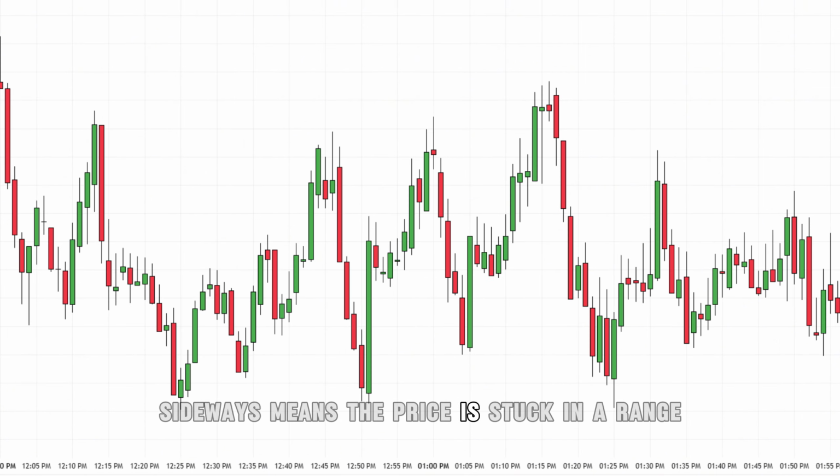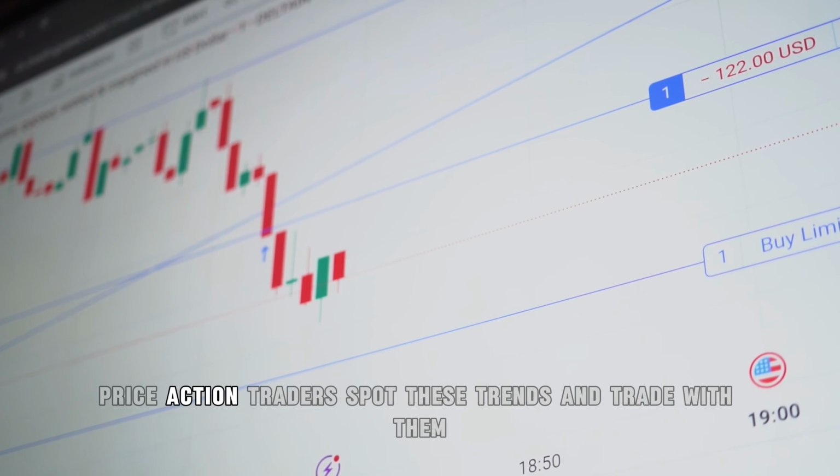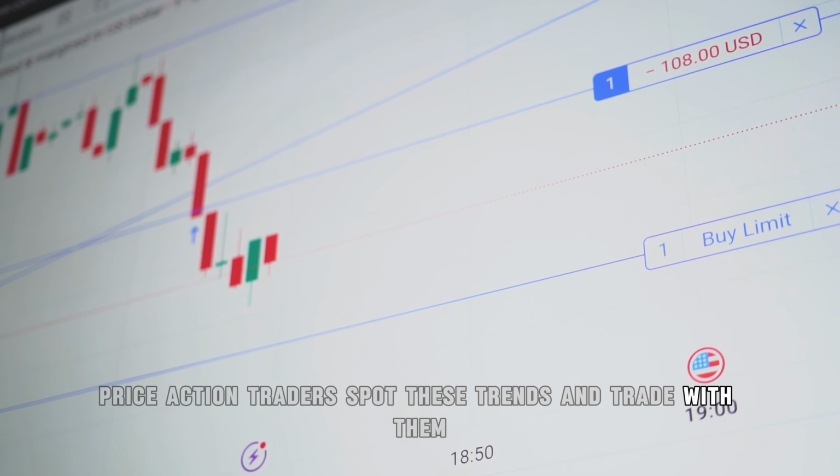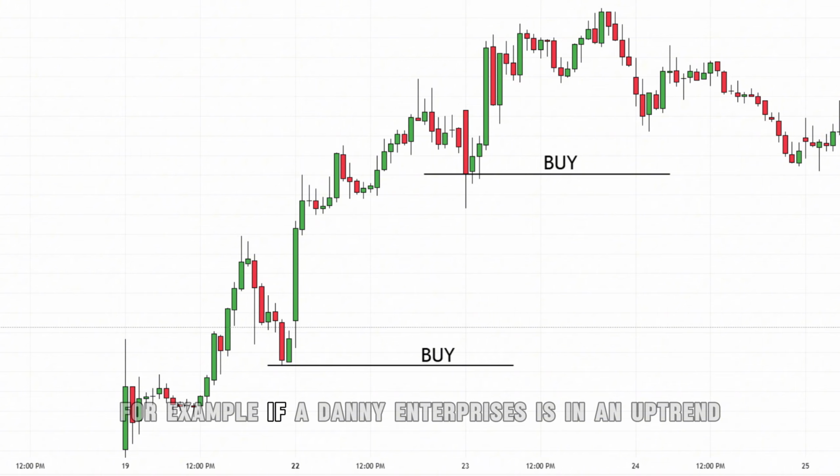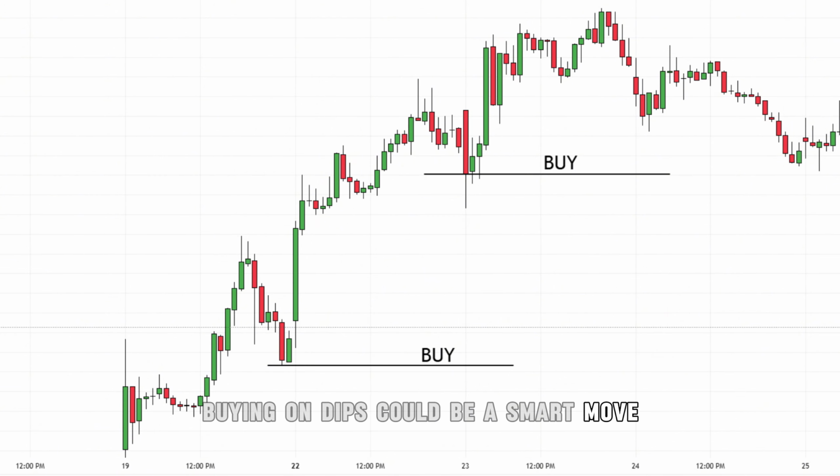Sideways means the price is stuck in a range. Price action traders spot these trends and trade with them. For example, if Adani Enterprises is in an uptrend, buying on dips could be a smart move.